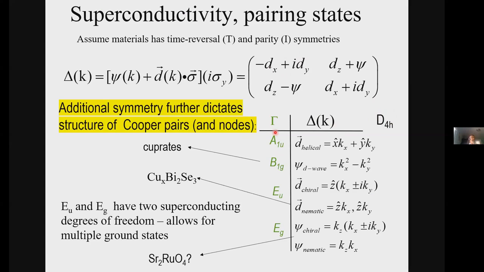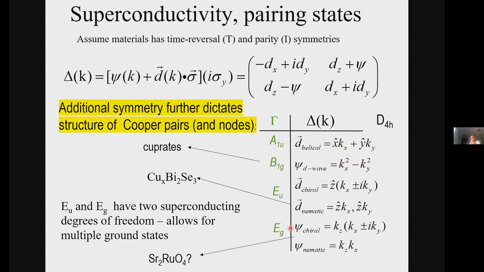And so here I start with a spin triplet d vector state, which I'll call the helical state. And here what's important is this d vector I've purposely put in the plane, so it has components x hat and y hat. We call this A1u. And here's a very familiar state. This is a d-wave state. This is spin singlet, and it has a momentum dependence kx squared minus ky squared. This state has nodes that we're all familiar with, and their position is dictated by symmetry arguments.